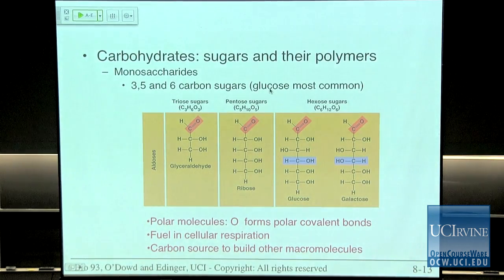Okay, so that's how they're put together. Dehydration reactions, that's how they're put together, and hydrolysis is how they're split apart.